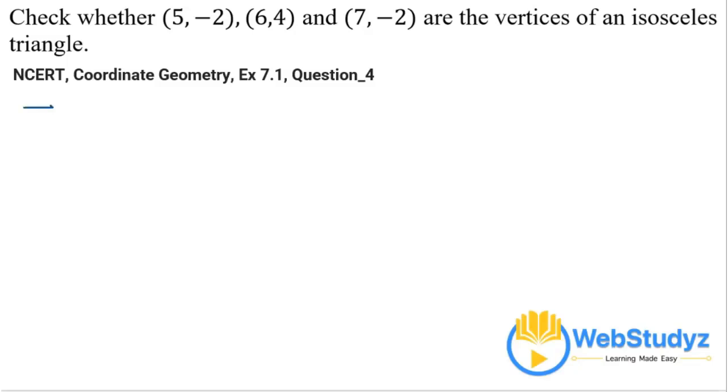Hello students, let's discuss the question. In this question we have to check whether (5, -2), (6, 4) and (7, -2) are the vertices of an isosceles triangle.